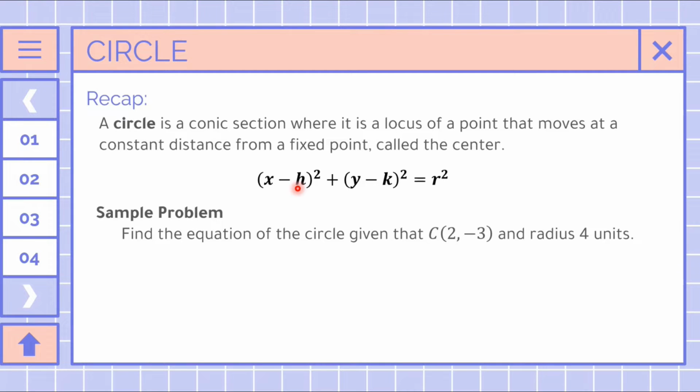So as you can see here, the center is at (2, negative 3). That means 2 would be the h, since if you remember, a coordinate corresponds to parentheses, then (x, y), or in our case, (h, k). So with that, the k corresponds to negative 3. And the radius r is 4.